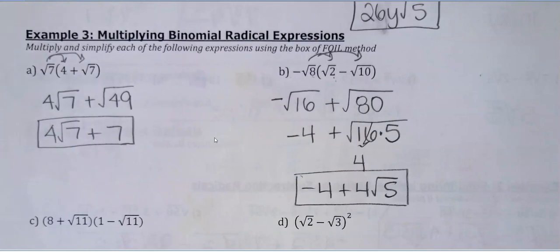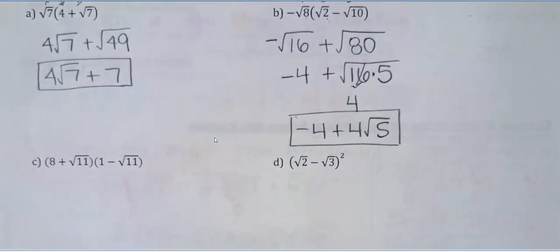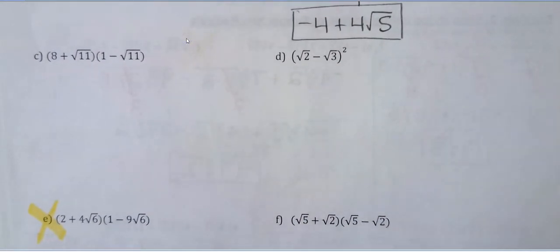Okay, now, the rest of these are a little trickier, so let me scooch this up if I can. All right, so I'm going to skip letter E down there, and don't worry about that, but I'm going to do these other three with you. Now, how should I multiply 8 plus the square root of 11 times 1 minus the square root of 11? You know algebraically, how would you go about multiplying those two?